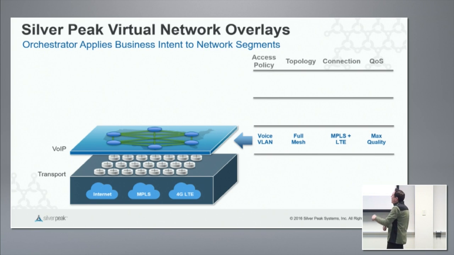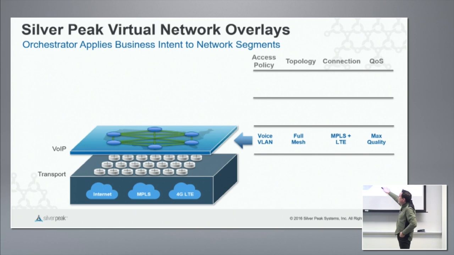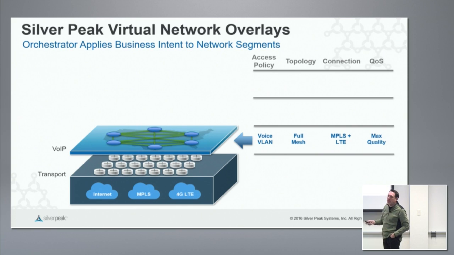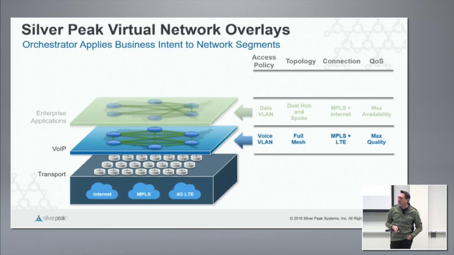And then the way you're going to define your overlays in this example is that you're first going to define the access policy: what traffic do I want to allow into that overlay, what kind of topology do I want for that overlay, what kind of connections do I want to use, and finally, what kind of quality of service do I want that overlay to deliver. So here we've defined a VoIP overlay, and the access policy for that happens to be whatever's on the voice VLAN. Because it's voice, we want it to be full mesh, and we want it to leverage MPLS and LTE, and we want the highest quality of service that we can possibly get.